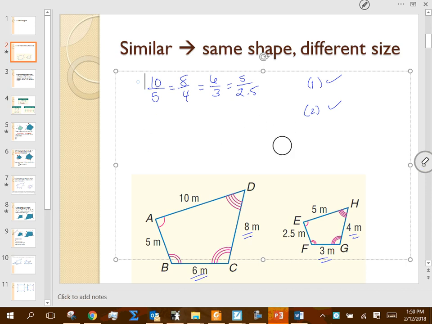Now, what we could also do instead of simplifying them is this: if I look at those two ratios and I don't simplify, what are their cross products?